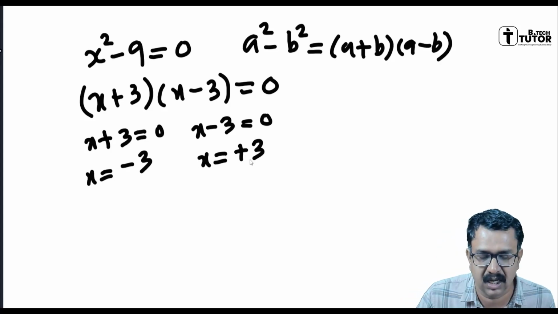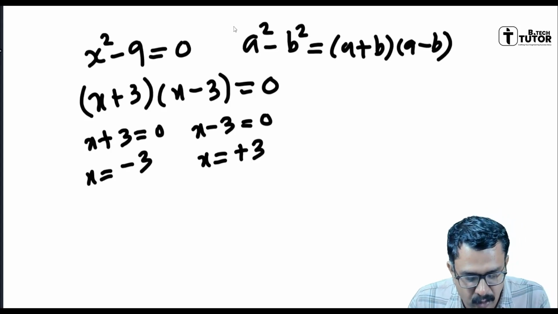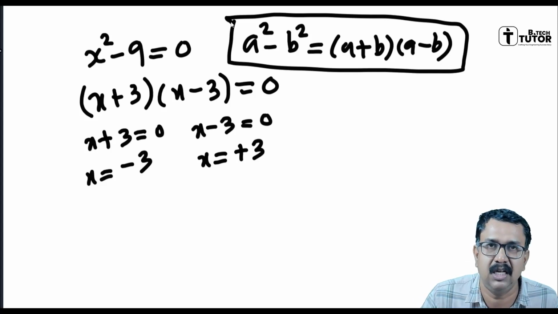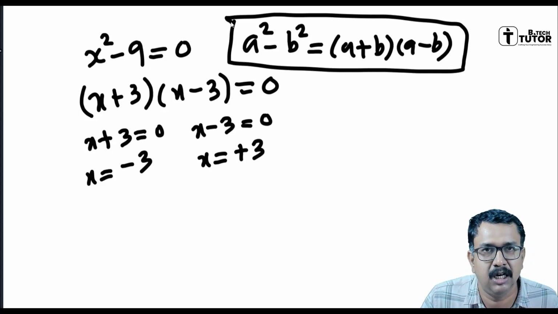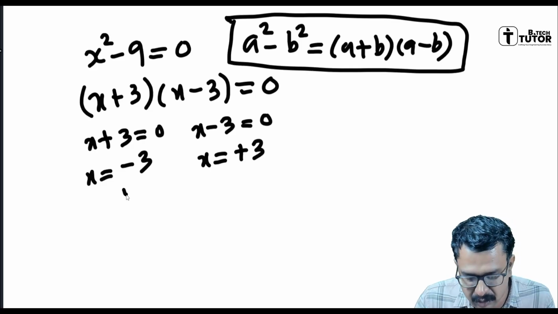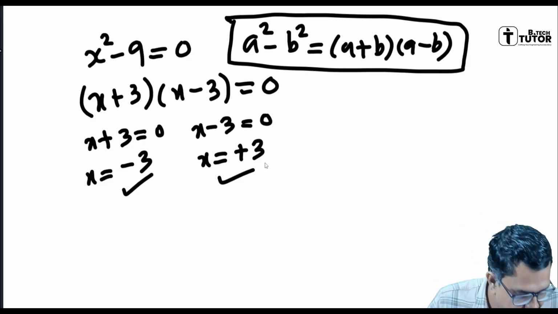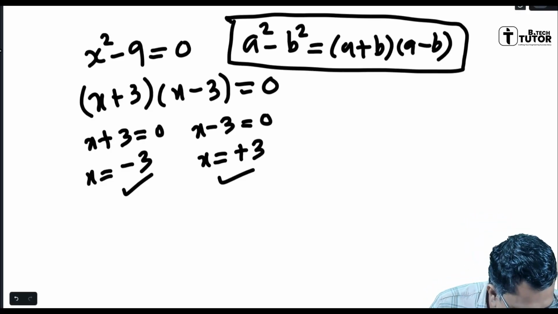Two solutions are there. It is one method. You may use the identity a² − b² = (a + b)(a − b). Therefore, the two solutions are x = −3 and x = +3. Okay. Now we can move to the next question.